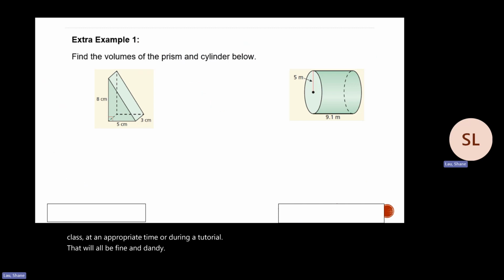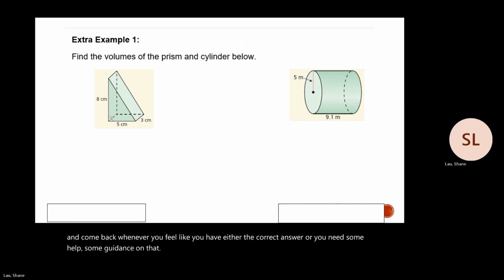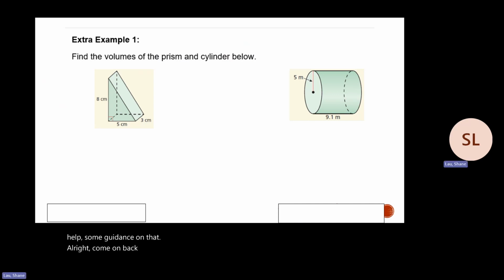Now for these problems, go ahead and try them on your own first to see how far you can get, and come back whenever you feel like you have either the correct answer or you need some help, some guidance, and whatnot. All right, come on back.